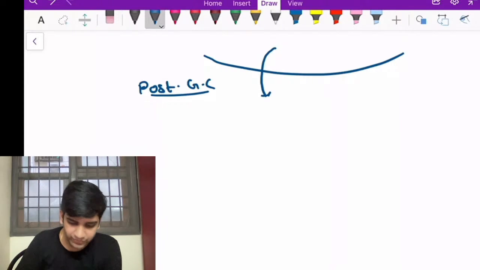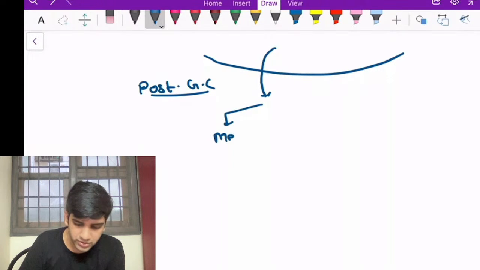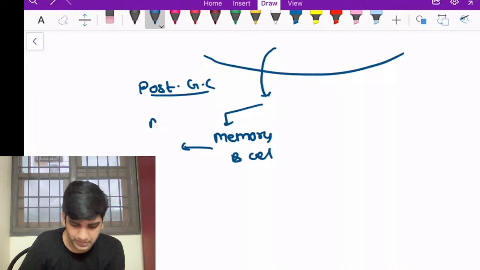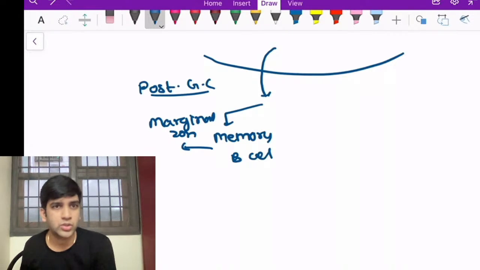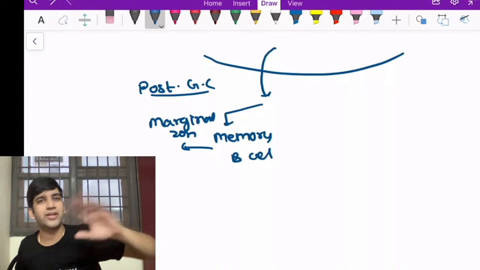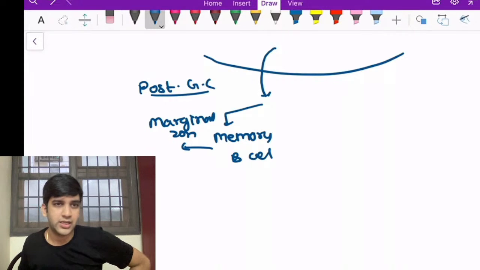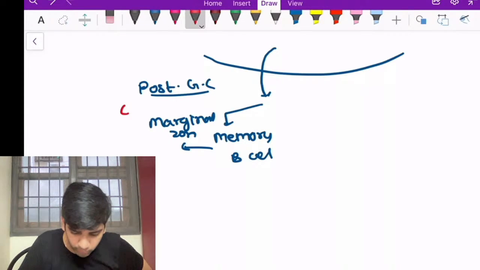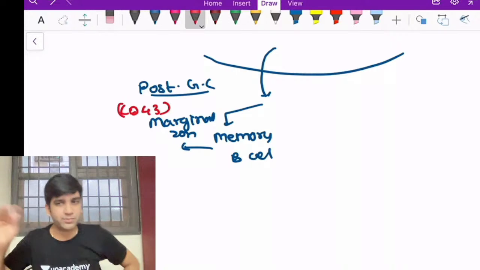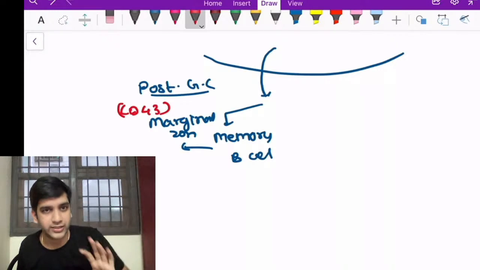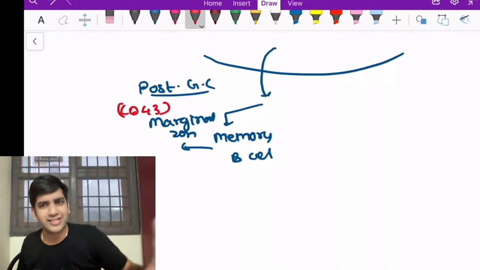So once it comes outside, I have a few possibilities here. One, a subset of them becomes memory B cell. The memory B cell goes back to my marginal zone and they stay there. This memory B cell should live for years, so that I can have a heightened memory. Vaccines work based on that, right? So to live for a longer time, I add one more molecule here called CD43. All these are proteins. This CD43 will be turned on in a memory B cell so that they can live for years together. They are going to be dormant. They don't do any function. They just live. Whenever I want them, I will recruit them and use them, right?